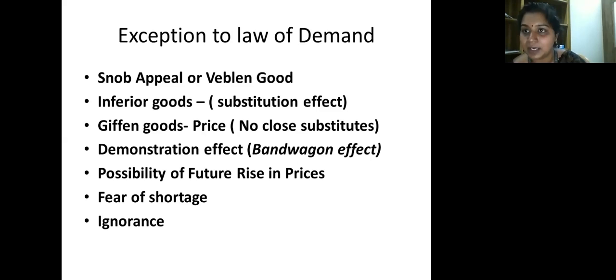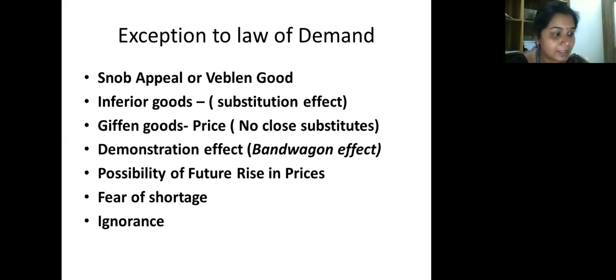Previously we have studied the price effect. This price effect is divided into what? The substitution effect and the income effect. When it comes to inferior goods, the income effect is negative. What does negative mean? When income increases, for example in the case of inferior goods, what will happen? The demand for the product should increase. But what is happening is, when income increases, the demand for the commodity is declining.